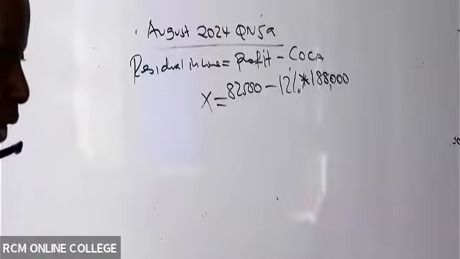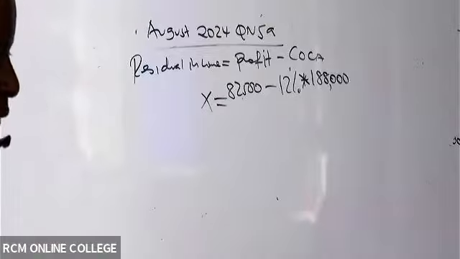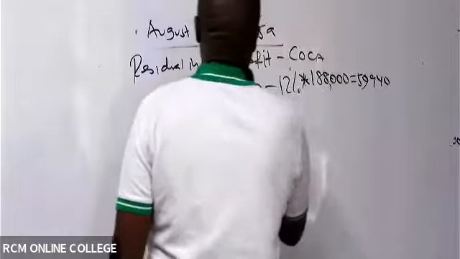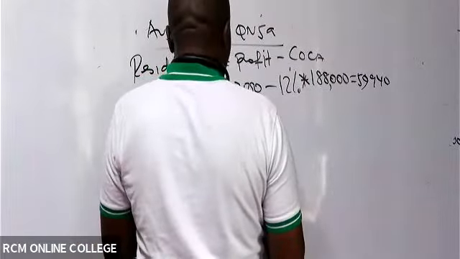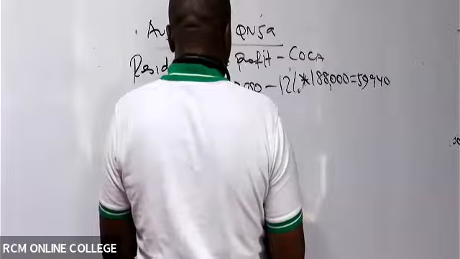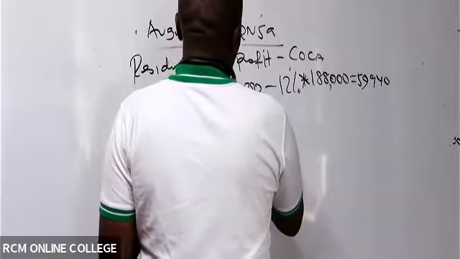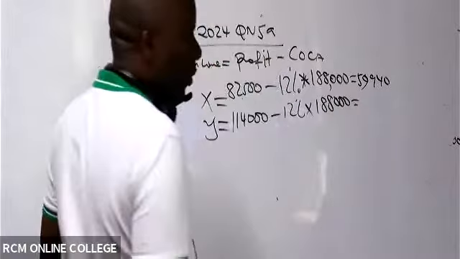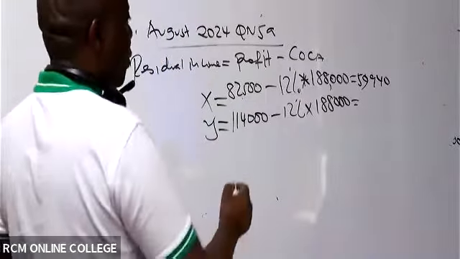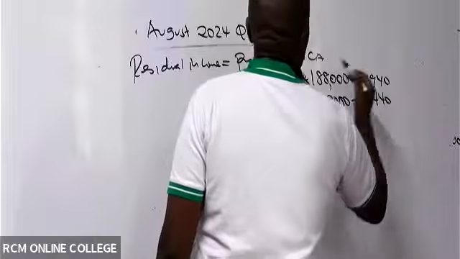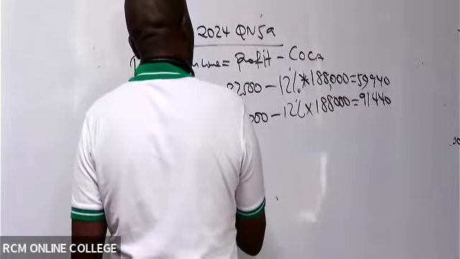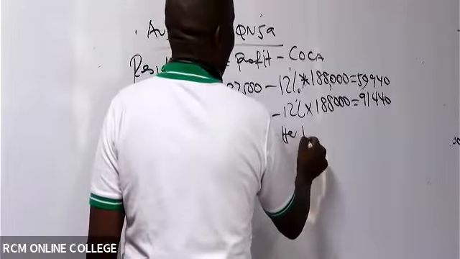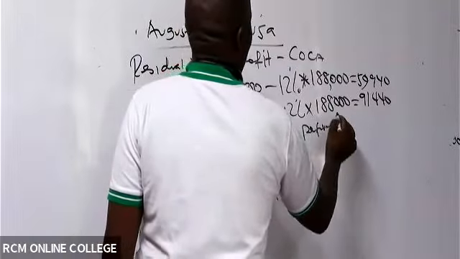So X, I'm being told by Shayla, it is 59,940. And then Y, I can see the operating profit for Y, which is the same as operating income, is 114,000 minus 12% of 188,000. Are you able to give me the one for Y? 91,440. So the first comment in terms of performance appraisal is to recognize the fact that Y posted better performance compared to X.